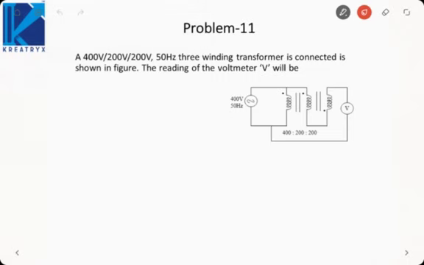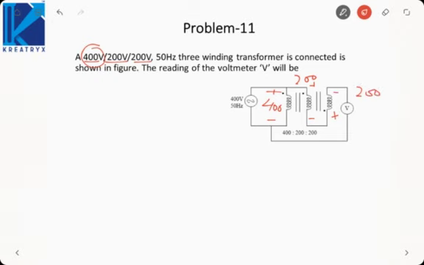Moving on to our next problem, it is saying a 400 by 200 volt by 200 volt transformer. That means if 400 volt is applied on primary, on the next winding it will be 200 and on the other winding it will also be 200. It is connected as shown in the figure. We need to find the reading of voltmeter V. So the dot convention shows which terminal will be positive. So this is 400. This will be 200. But here this will be 200.